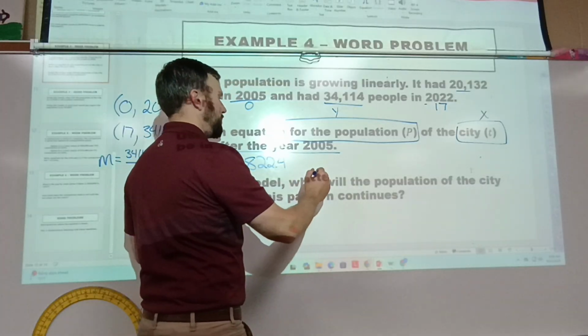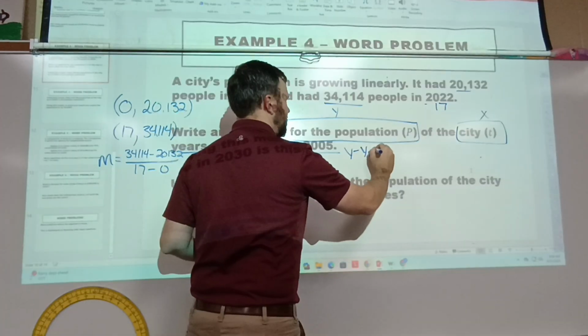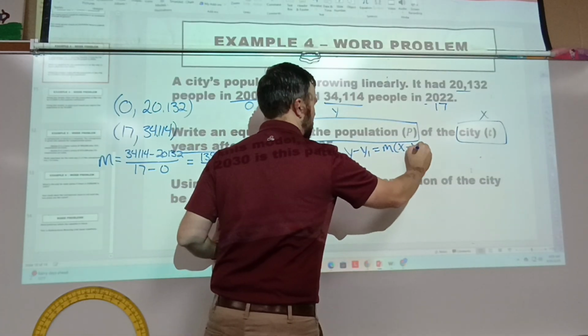Now I need to make my equation. I wish I had more board space. So I'm going to do y minus y1 equals my slope times x minus x1, right?